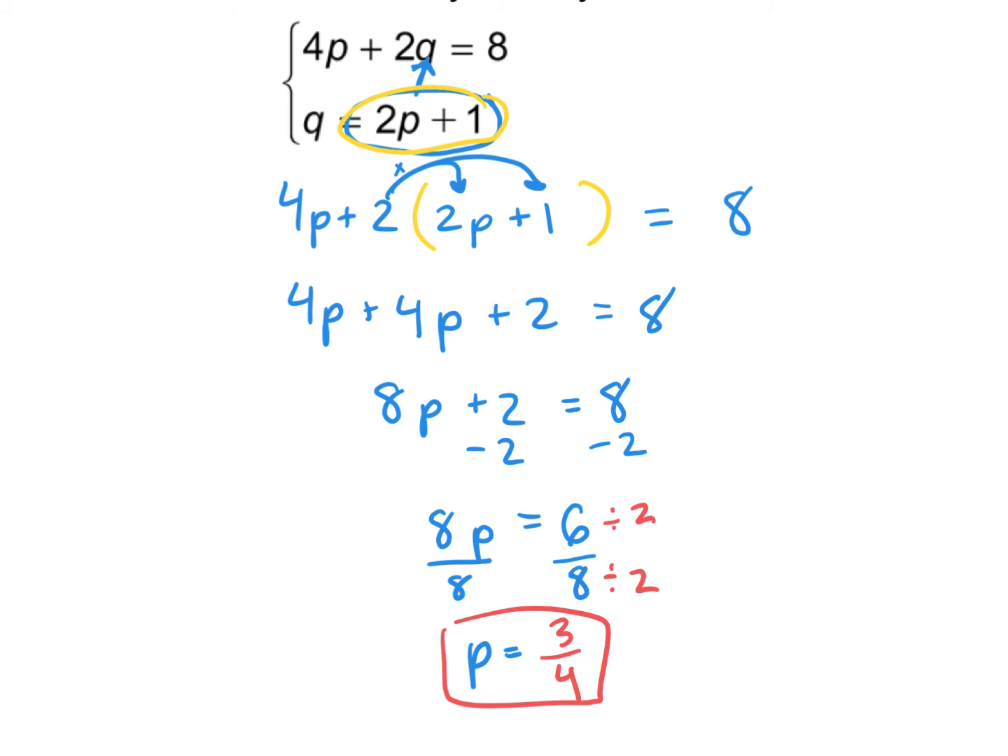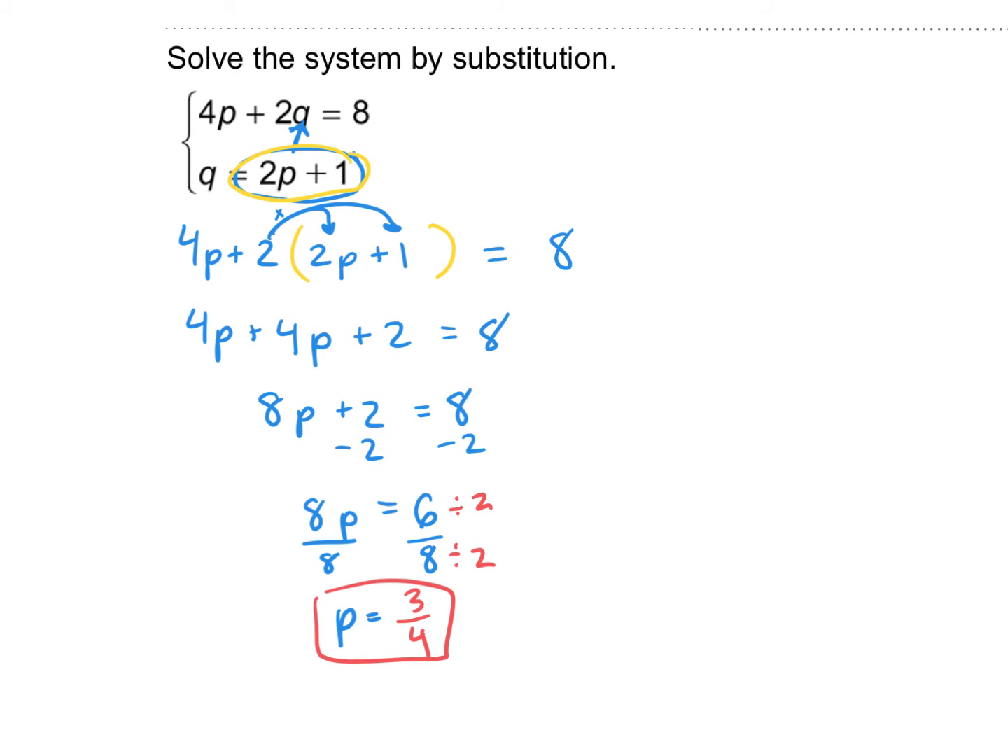So I'm going to take this, and how do I find Q? Plug it in. What am I going to plug it into? I'm going to plug it into P. Should I use the first equation or the second one? The second one. It looks a little bit easier, so I'm just going to plug it into P in my second equation. So I have Q is equal to 2 times 3 over 4 plus 1.